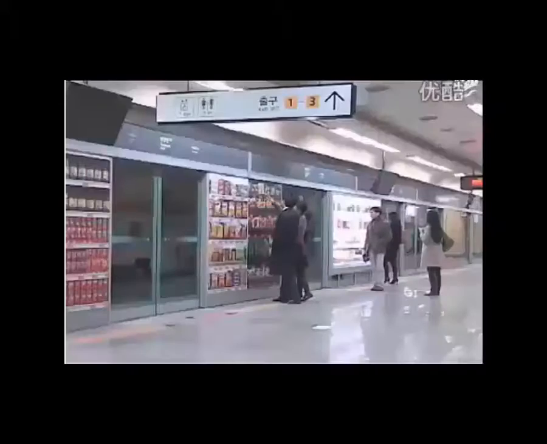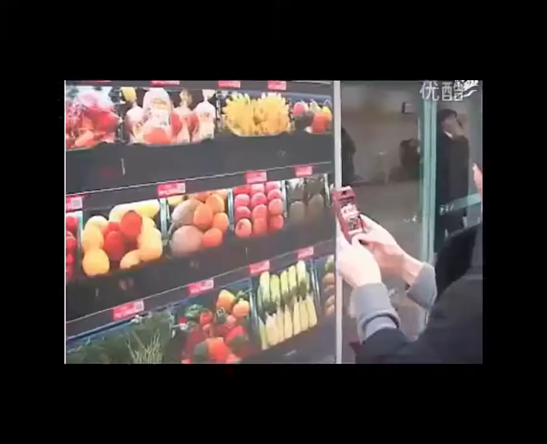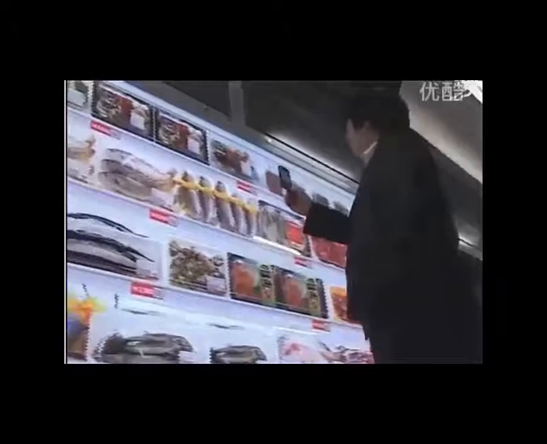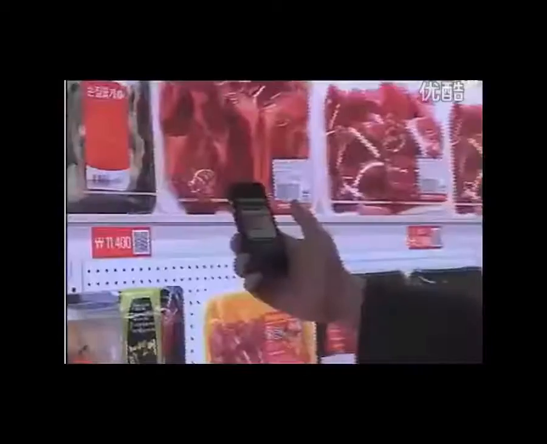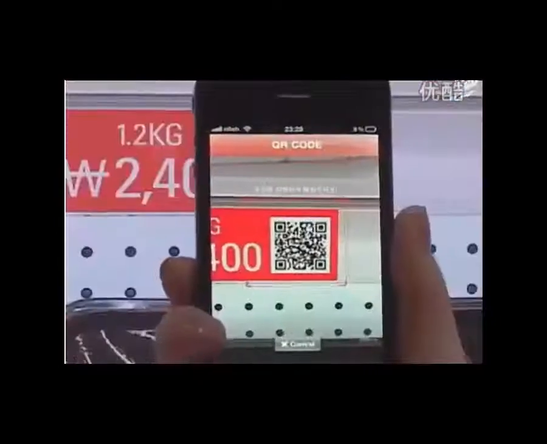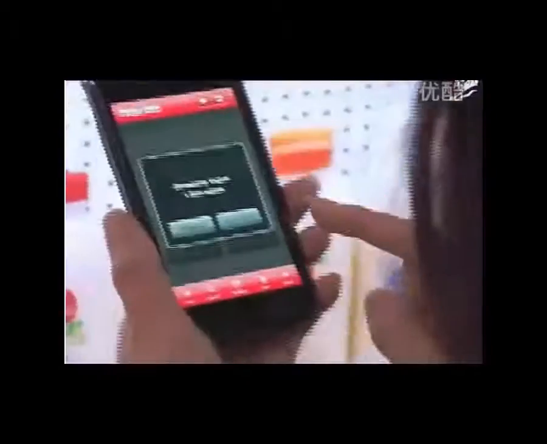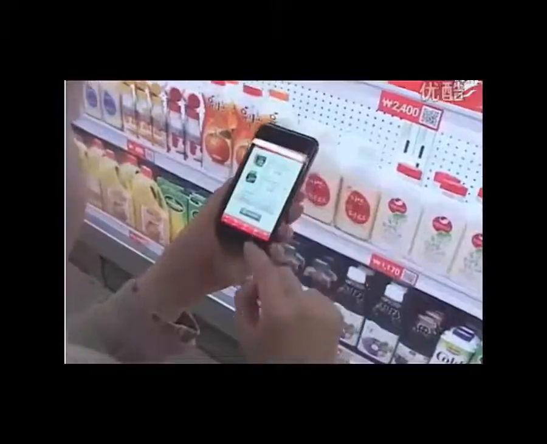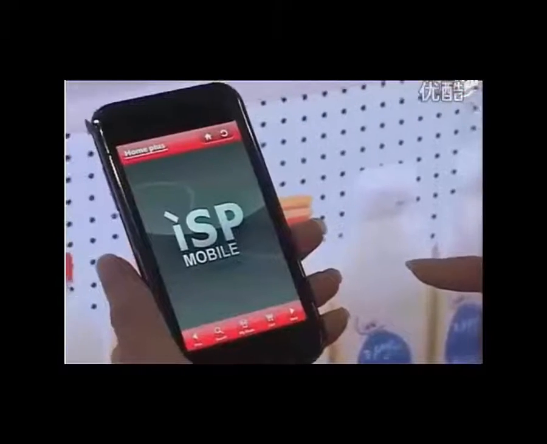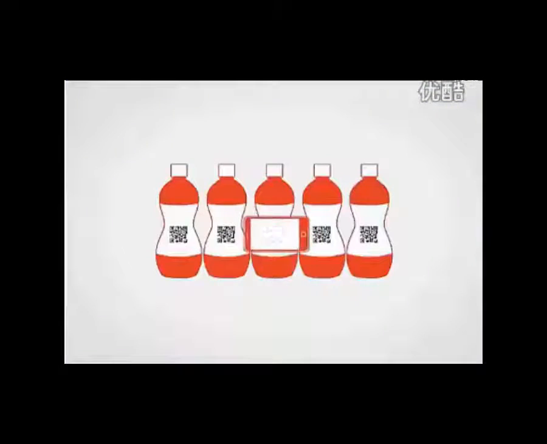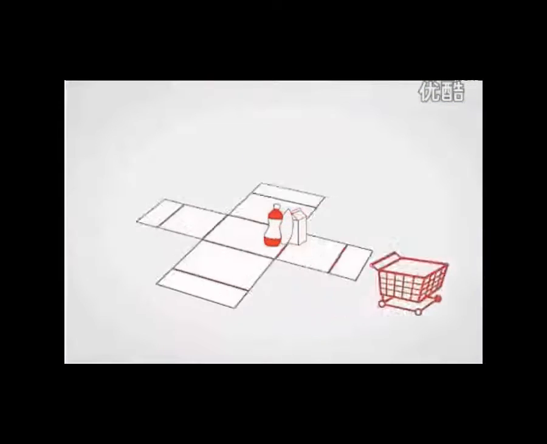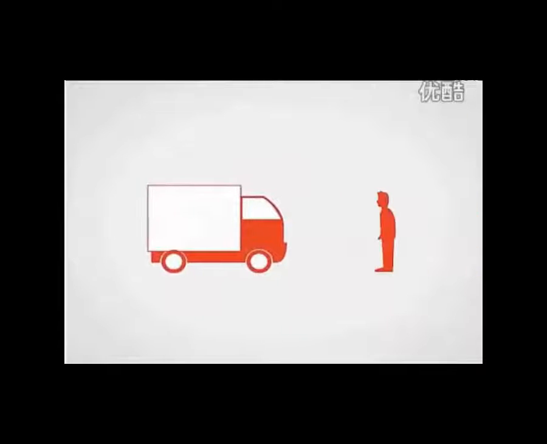Although virtual, the displays were exactly the same as actual stores, from the display to the merchandise. Only one thing was different. You used smartphones to shop. Scan the QR code with your phone, and the product automatically lands in your online cart. When the online purchase is done, it will be delivered to your door right after you get home. People can relax more after work and on weekends.